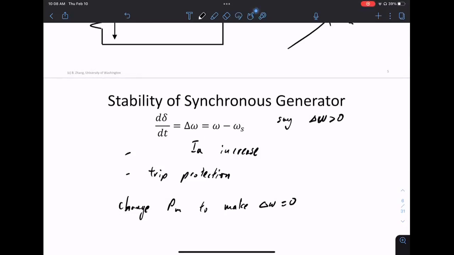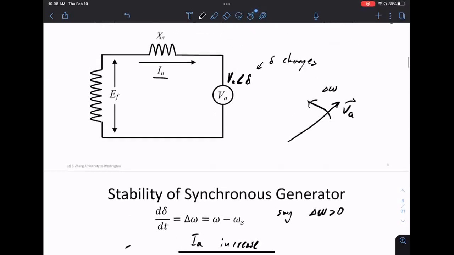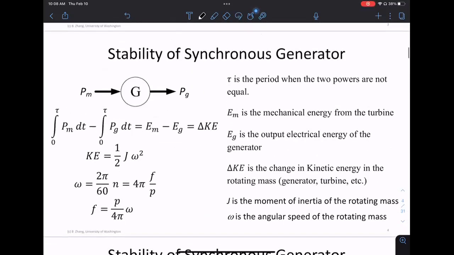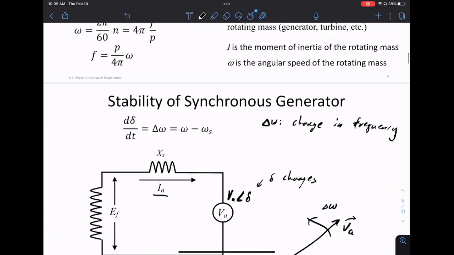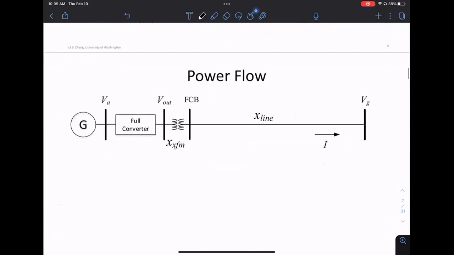How? To balance out this equation. Basically, you want to balance this equation out. Again, this you have no control over. This you have control over. So control the PM to make that difference 0. Okay, so that's the idea you want. And this actually leads into stability. So let's look at how power flow enters into this picture.